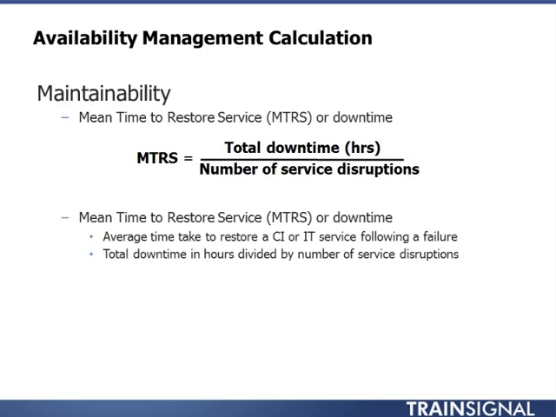Maintainability is oftentimes reported as mean time to restore service or downtime. This can oftentimes be determined directly from the incident data. It's the total downtime in hours divided by the number of service disruptions. In general, mean time to restore service should trend down over time, and that would demonstrate improvement in both availability and likely customer satisfaction.